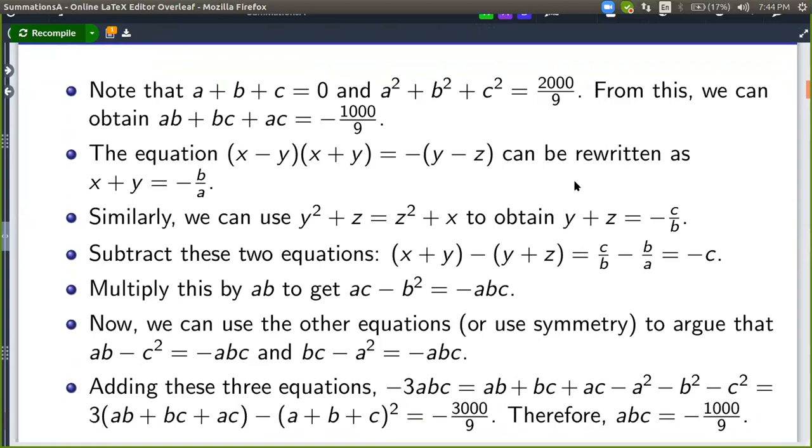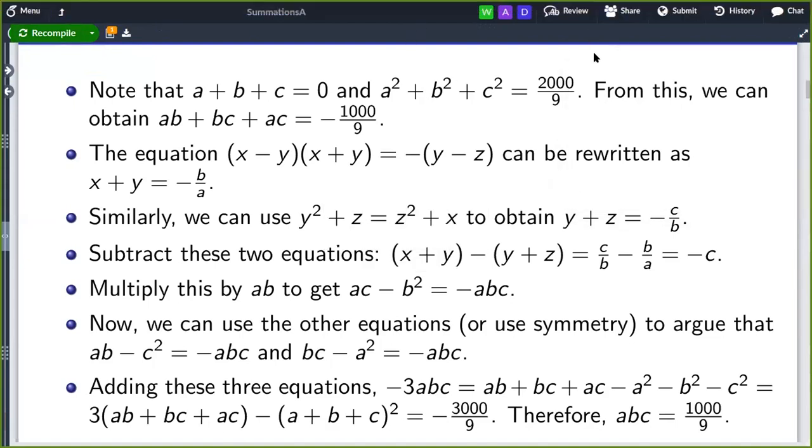So then, negative 3ABC equals AB plus BC plus AC minus A squared minus B squared minus C squared. And then we can just use what we had before. And so then we get that this is equal to negative 3,000 over 9. And so ABC is 1,000 over 9.